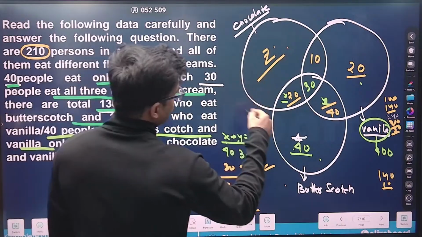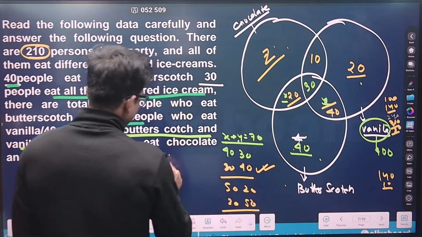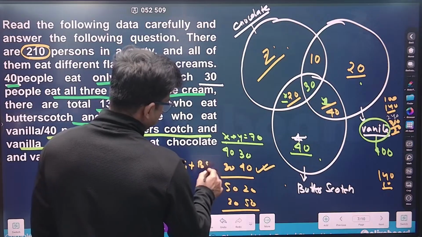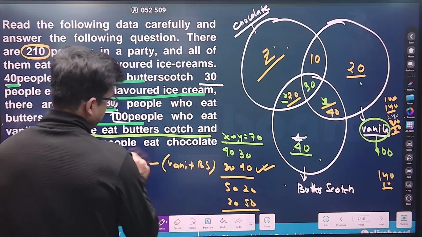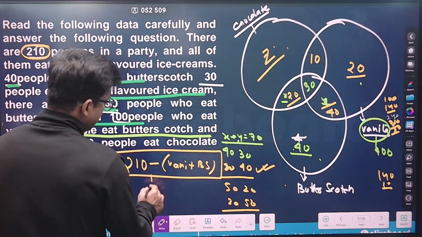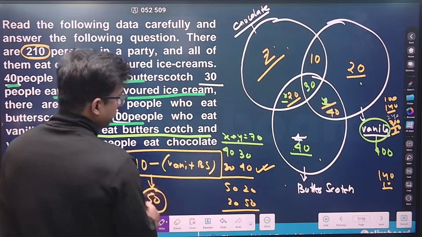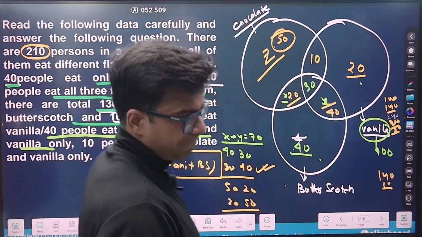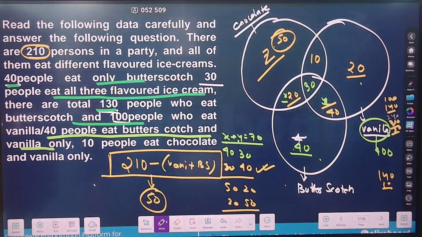210 minus vanilla plus butterscotch. If you do that, you will get your answer as 50. So the value of Z would be 50. Done. This is how you can answer the question.